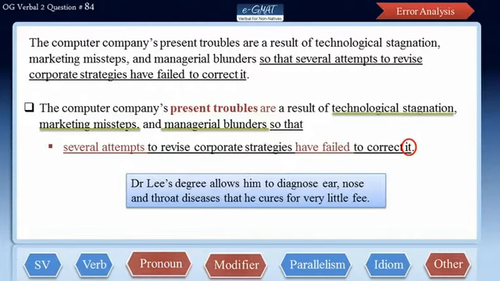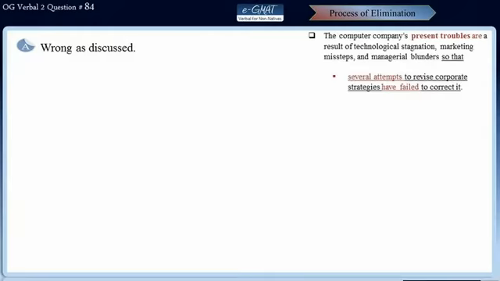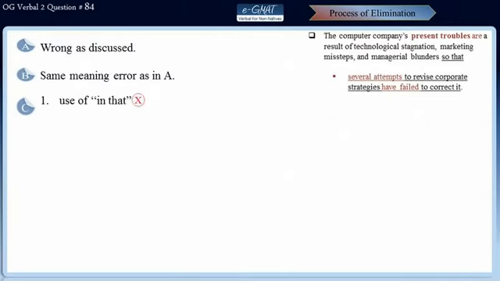Well, these are the errors in this sentence, and now let us run the POE to find out what's the correct answer. Well, choice A is wrong, as we discussed just now. Choice B is also wrong because it repeats the same meaning error as in choice A. Let's take a look at choice C now. Well, choice C is also incorrect because use of "in that" is not correct here.